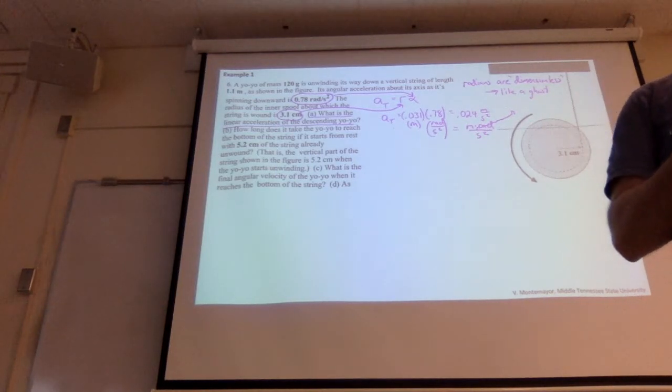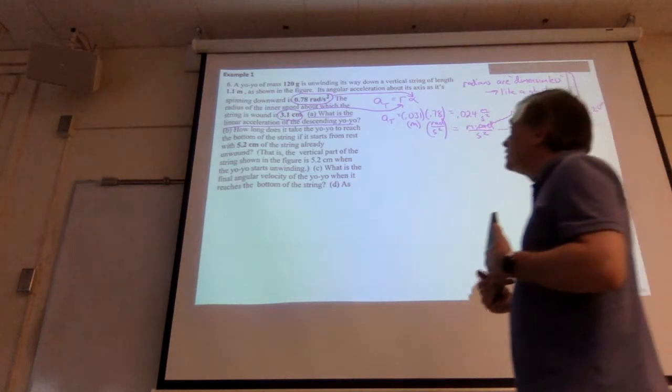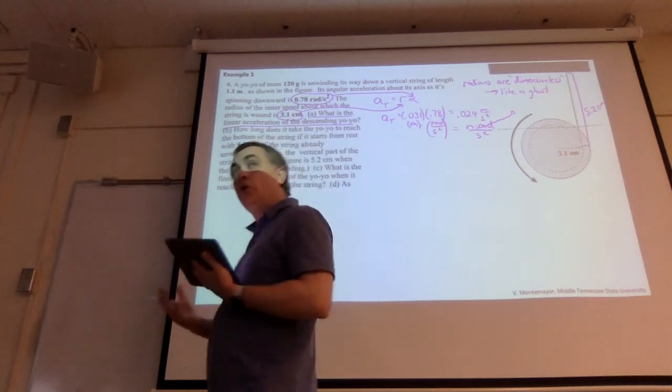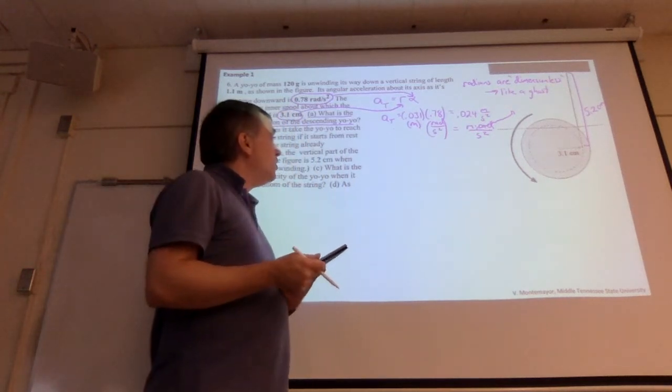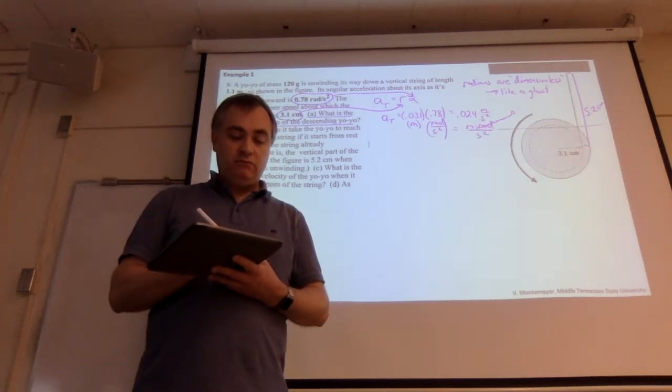Part B says, how long does it take the yo-yo to reach the bottom of the string if it starts from rest with 5.2 centimeters already unwound? So that means in our little diagram over here, this is 5.2 centimeters. And notice it says that the length of the string that's wound is 1.1 meters total. Okay? So how much string is left? Let's find that for starters. How much string remaining?